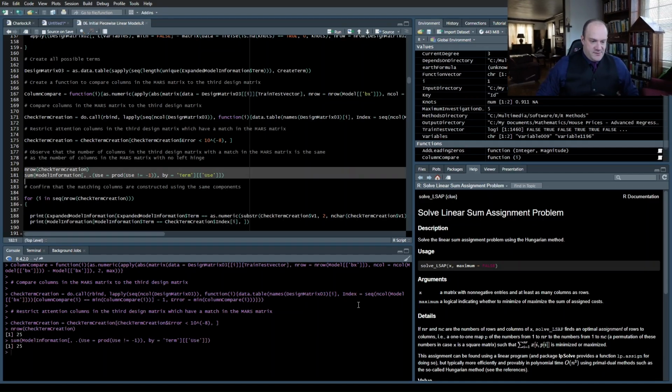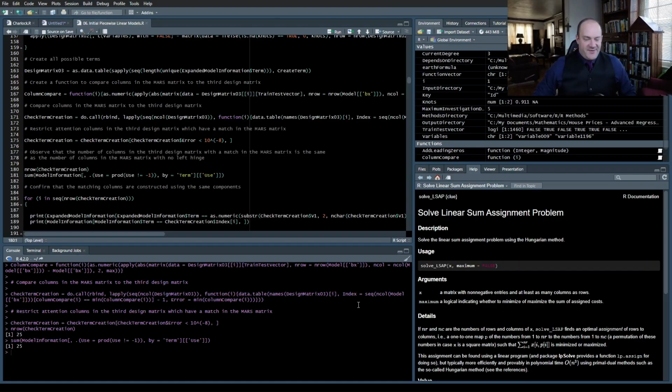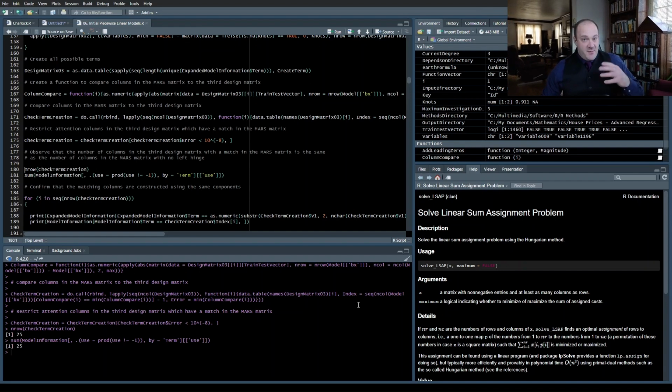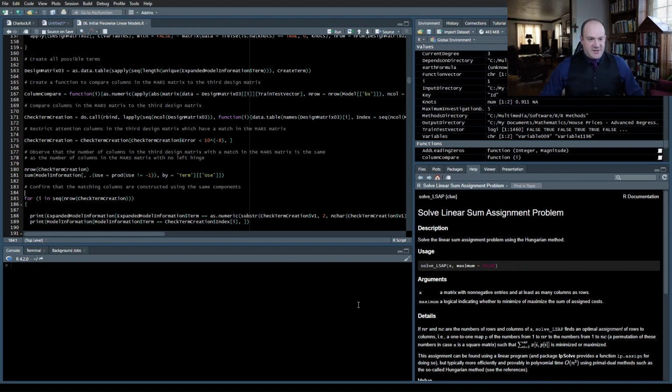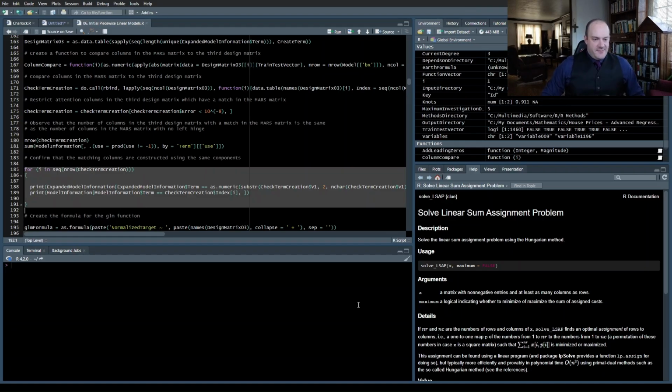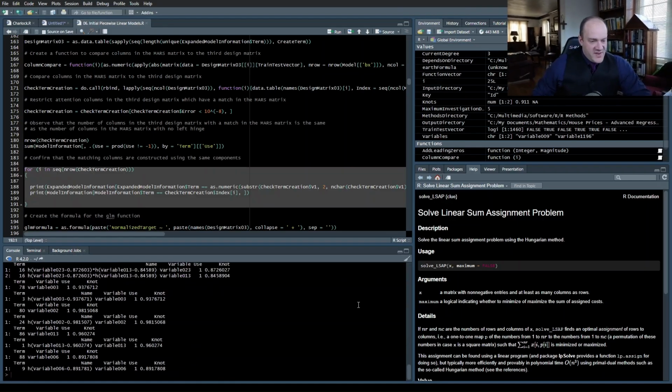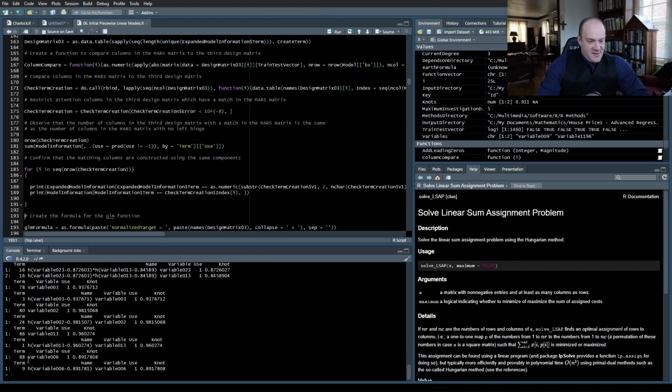And lo and behold, we agree that the number of columns in the design matrix that comes out of the Earth routine matches the number of columns that appear to have a match. And then we go through and look and just see. And lo and behold, yep. So what this is doing is it's going through and comparing what's in the design matrix coming from the Earth routine versus what we have here.